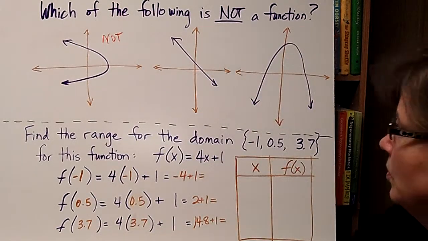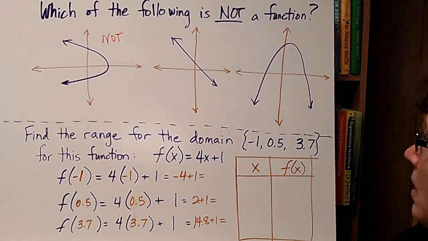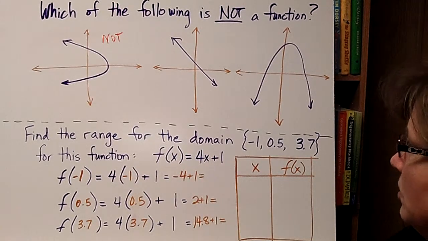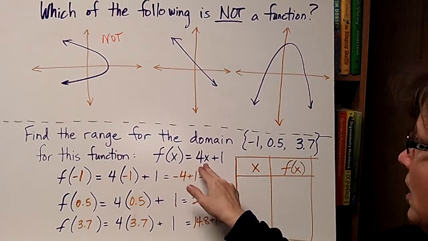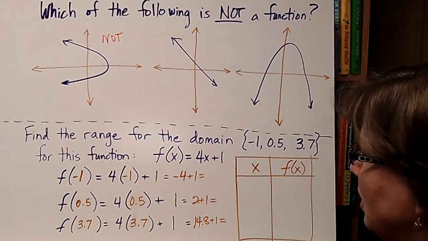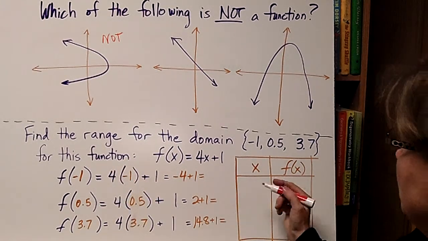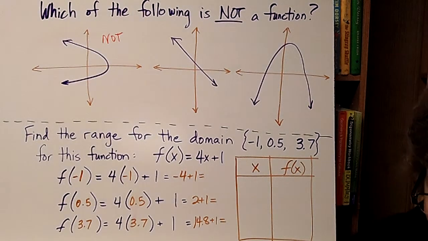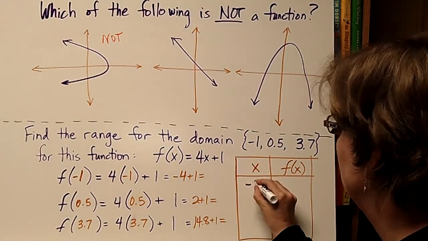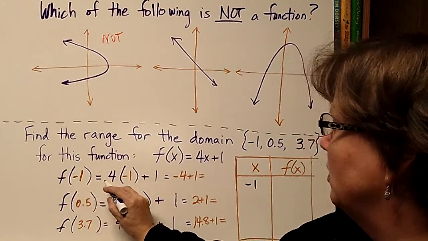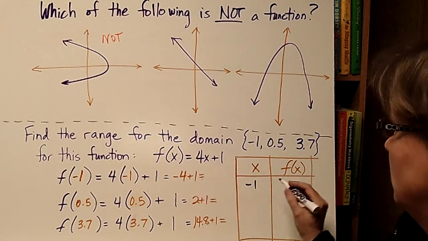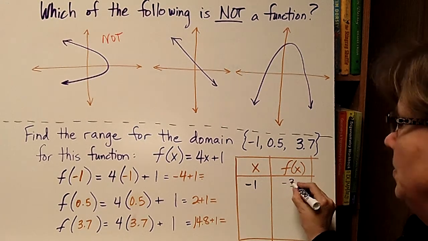And the bottom item, we're going to find the range for this domain. Talking about this function. The function of x equals 4 times x plus 1. I went ahead and filled in some blanks here to make it quicker for the video. So we're going to look first if our domain is a -1. The function of -1 is a -4 plus 1, which comes out to be a -3.